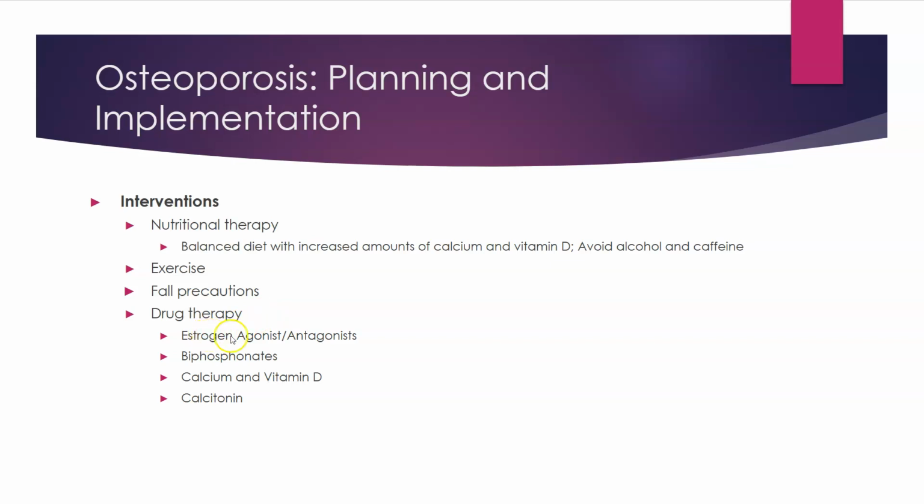So, estrogen agonists or antagonists, bisphosphonates to try and increase bone density, calcium and vitamin D, and calcitonin to try and increase that bone density.